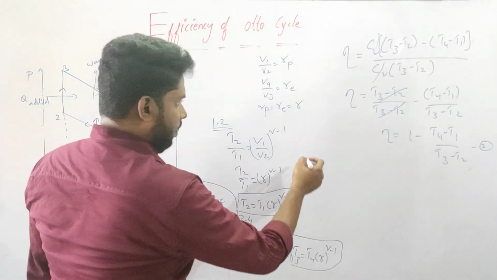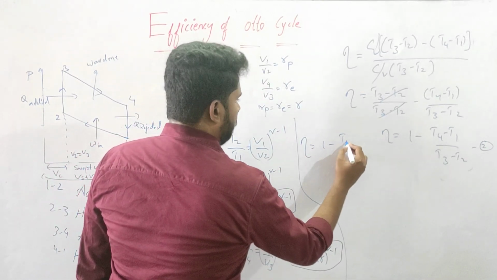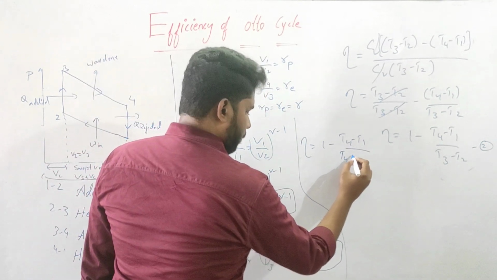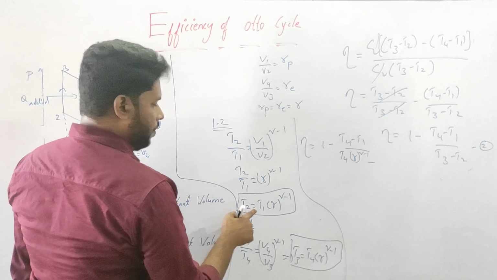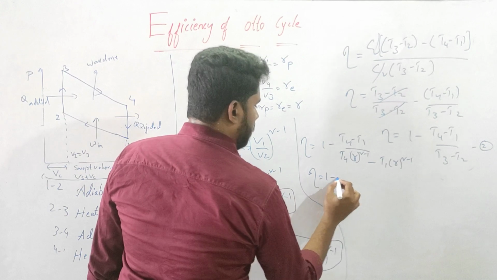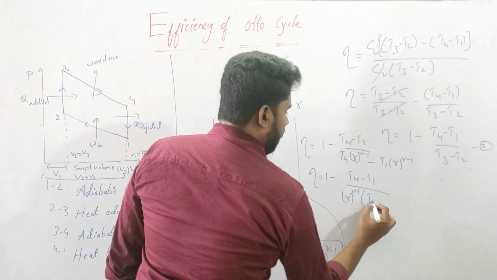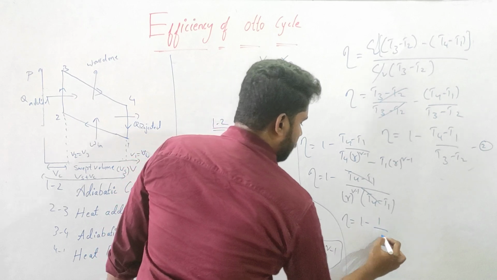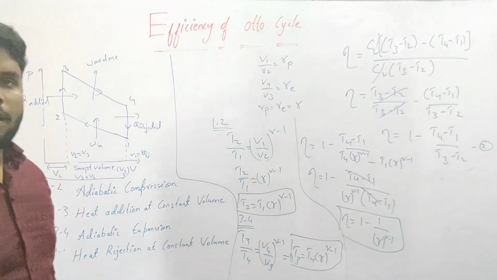If I substitute over here, the efficiency is equal to 1 minus (T4 minus T1) divided by T3 minus T2. In place of T3 I can write T4 R to the power of gamma minus 1, minus T2, and in place of T2 I can write T1 R to the power of gamma minus 1. So in the denominator I can take R to the power of gamma minus 1 as a constant, and I am left with T4 minus T1, so this will cancel out. Now the efficiency is 1 minus 1 divided by R to the power of gamma minus 1. This is the efficiency of the Otto cycle in terms of compression ratio.